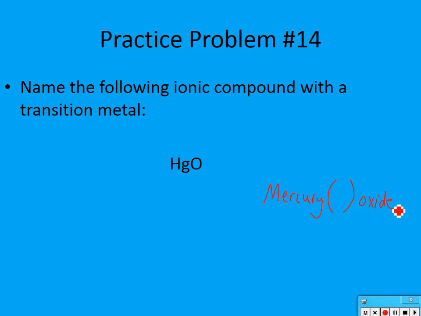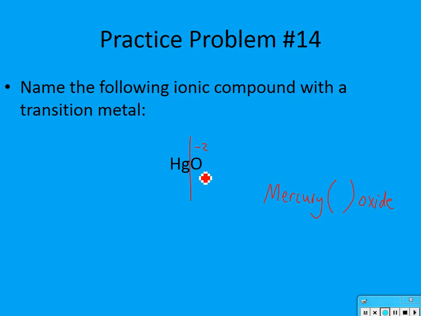Oxide. Okay, now we're pretty much done, other than we just need to know the charge of this mercury. Again, we can't just look at the periodic table and say, oh, mercury, its atomic number is 80, it's in group 12, so it's got a... we don't know what their charge. So we've got to figure it out from the other side of the compound. What is oxygen's charge? -2.